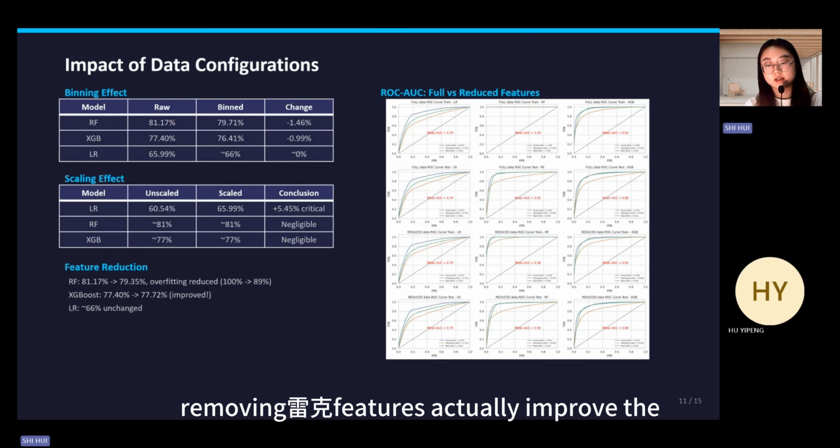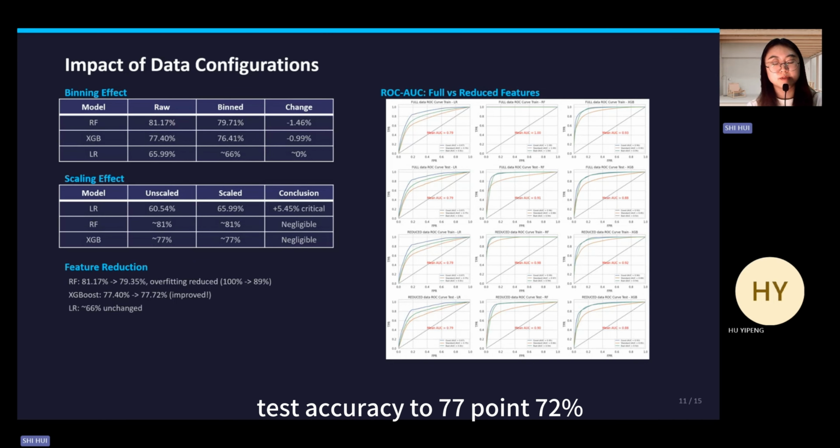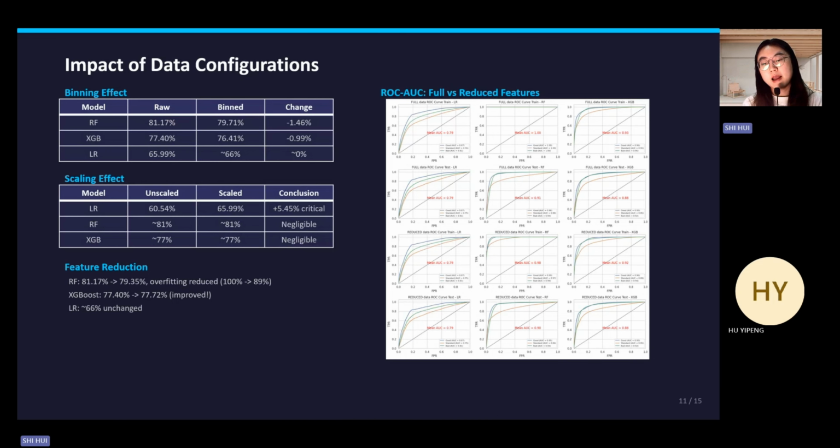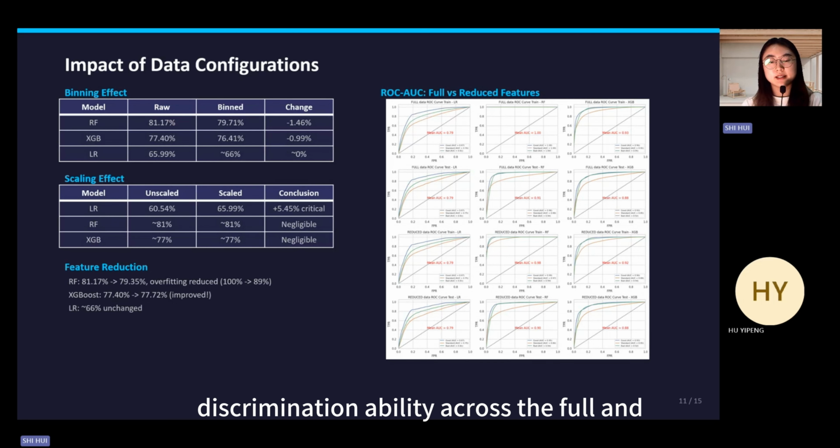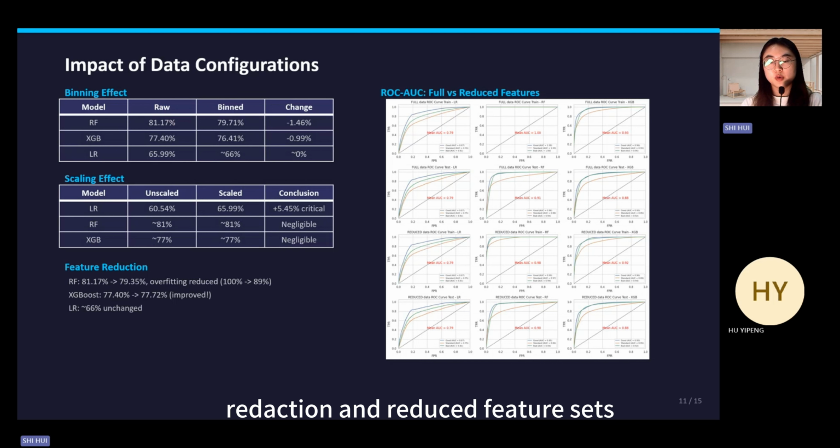For XGBoost, removing weak features actually improved the test accuracy to 77.72%. The ROC curve comparison on the right confirms that both random forest and XGBoost maintain strong discrimination ability across the full and reduced feature sets.